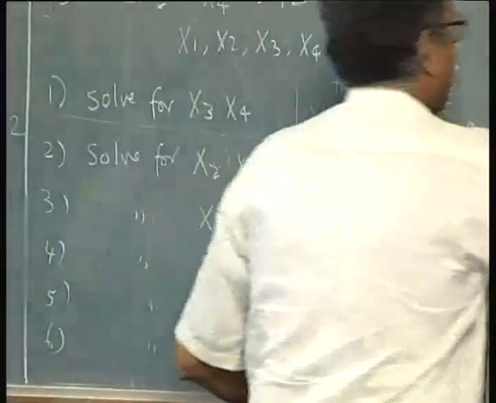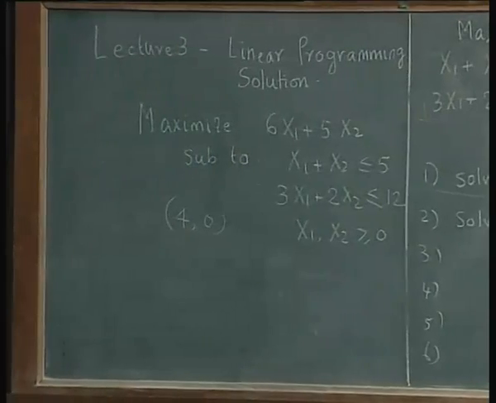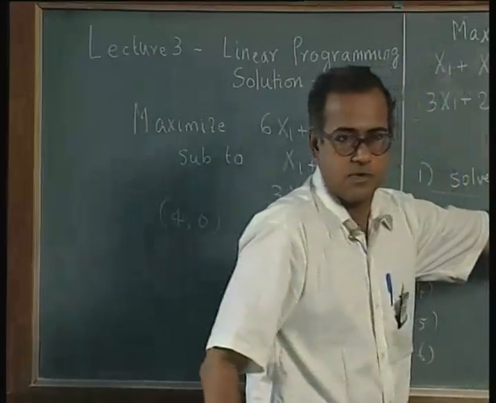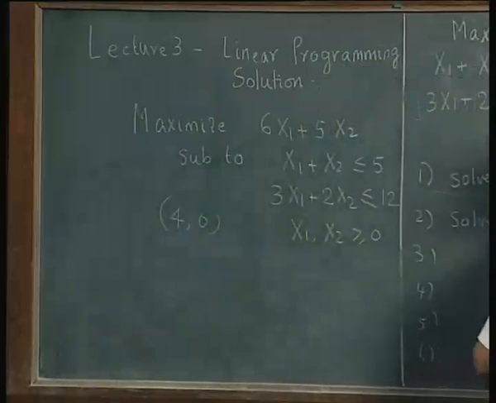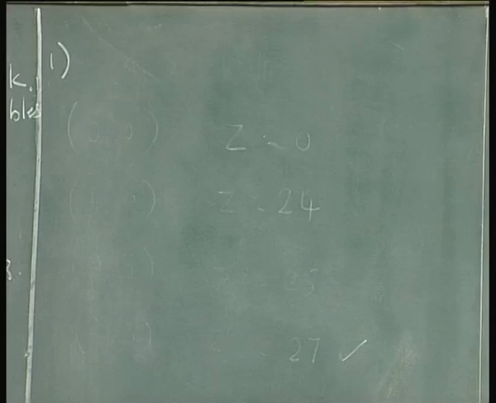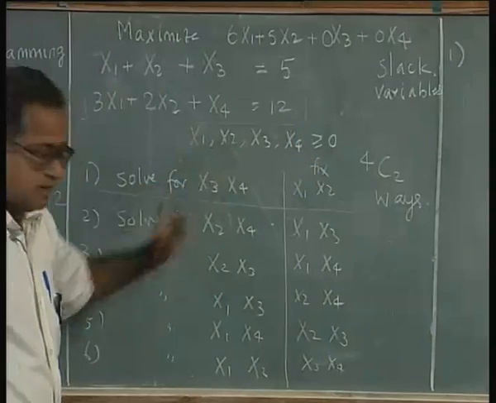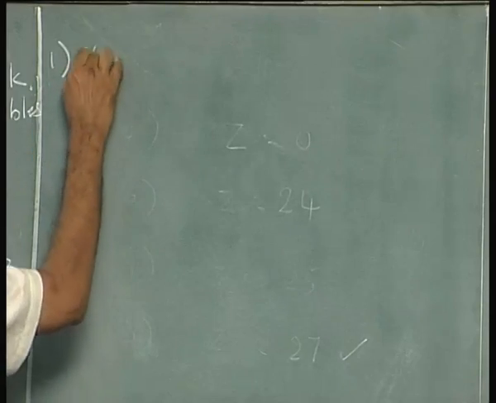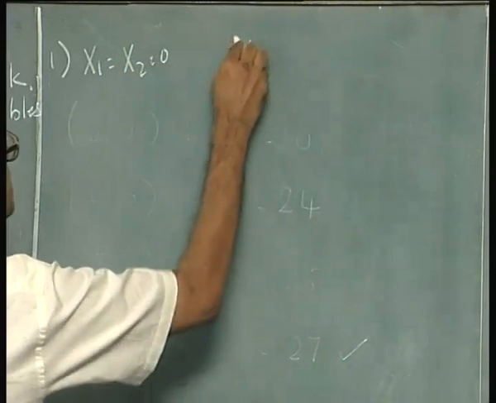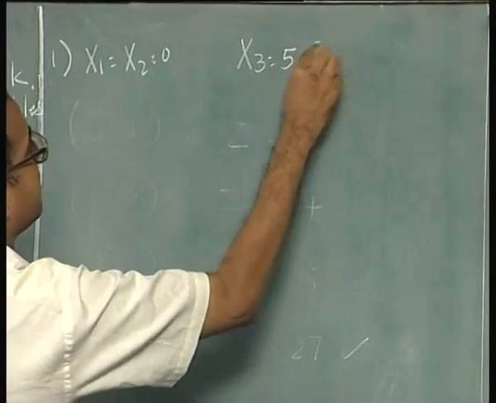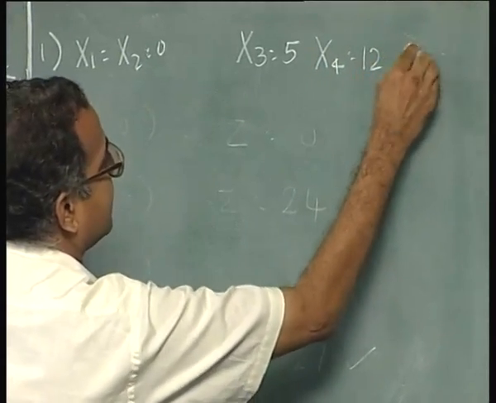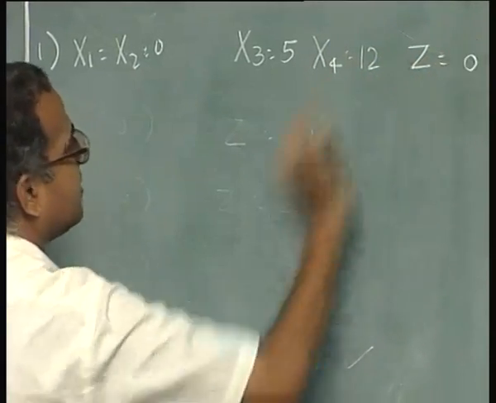Now, the first thing that happens is this. If we fix x1 and x2 to 0, which is the first problem, we straight away get x3 equal to 5, x4 equal to 12. So, the first problem is x1 equal to x2 equal to 0, we get a solution x3 equal to 5, x4 equal to 12 and z, the value of the objective function, is 0.